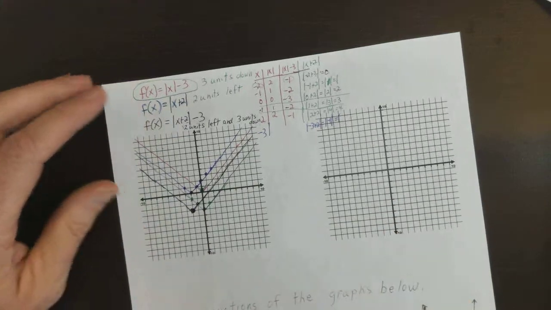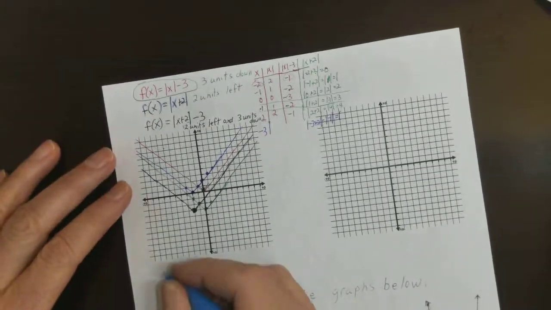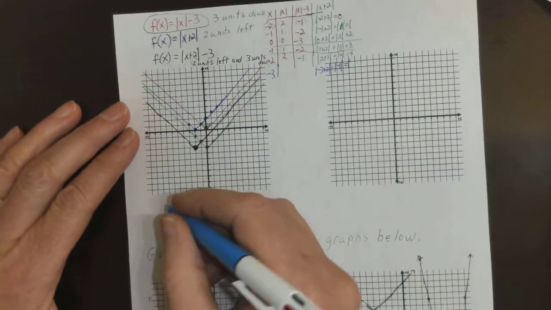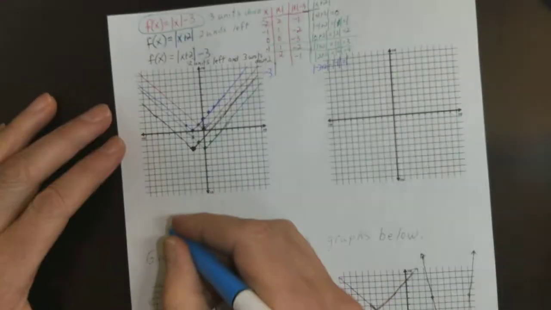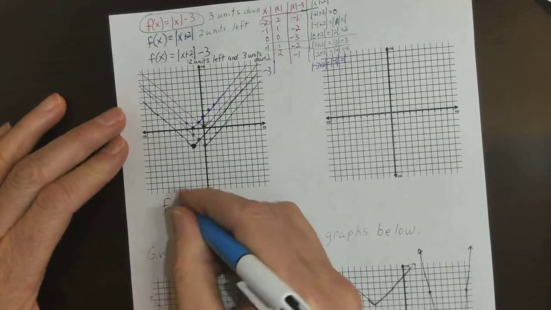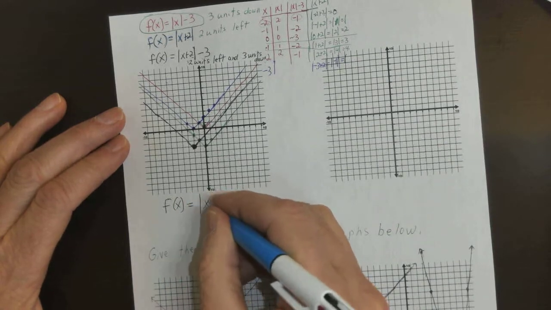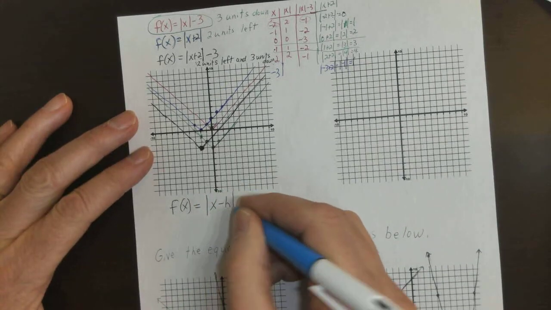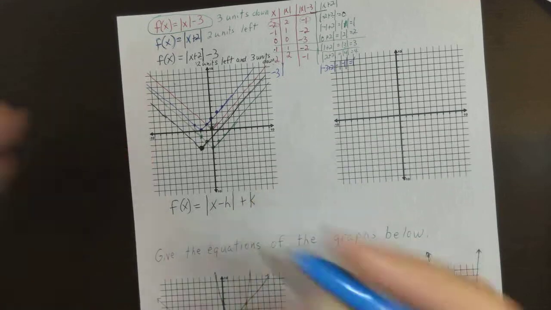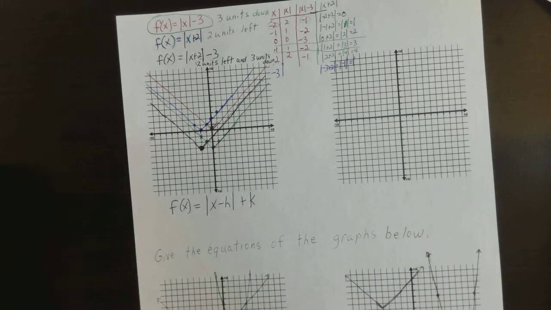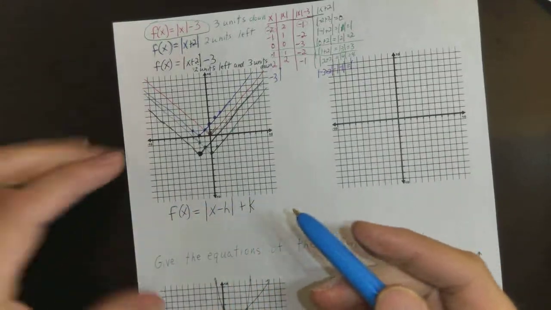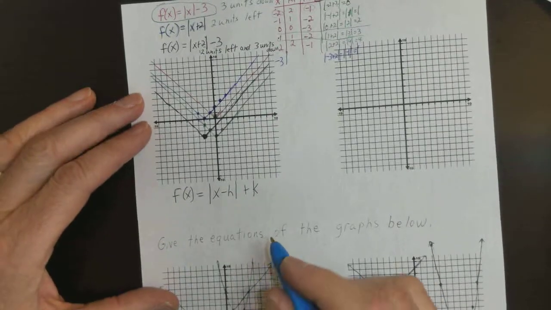All right, now I want you to write a generalization here. I tried to illustrate it, but f of x equals the absolute value of x minus h plus k. K and h are just some numbers. X and f of x are like the variables still.